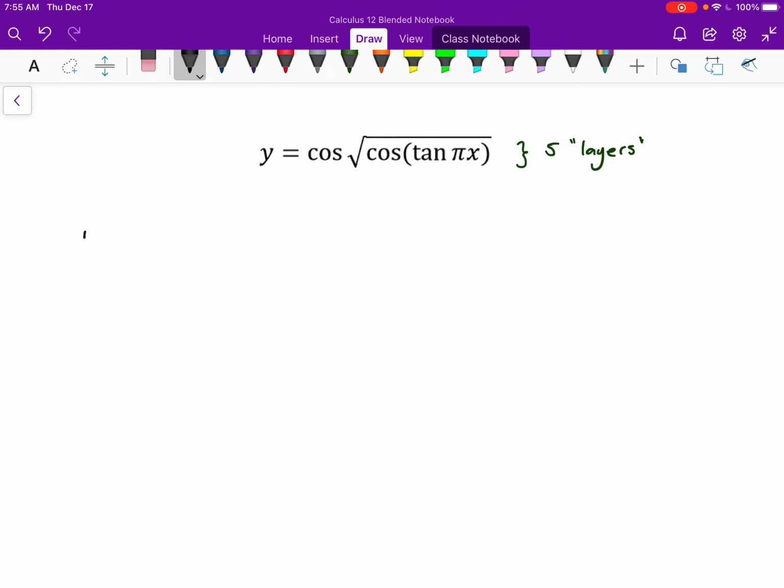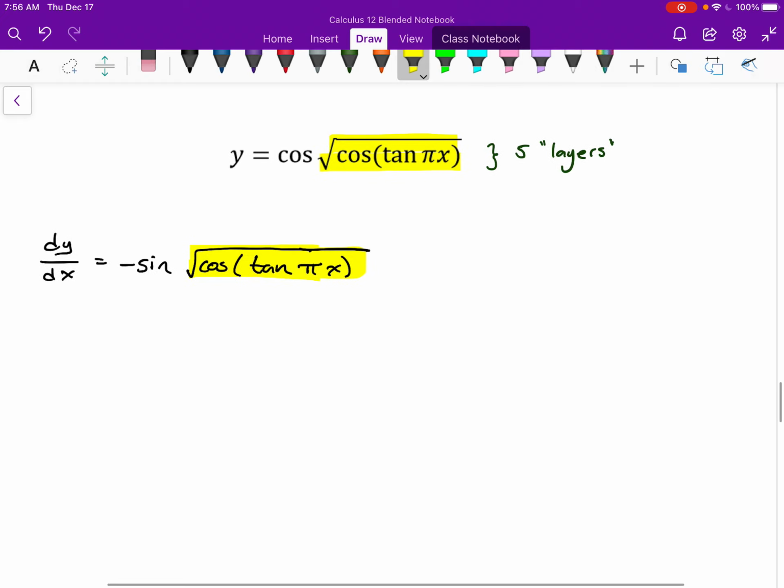So I'll write this as dy/dx. So the derivative of the outside layer, the derivative of cosine is minus sine, leaving all of this as is. So square root of... all right, step 1 done. Times. The next layer is the square root function, which maybe I'll pause for a moment.